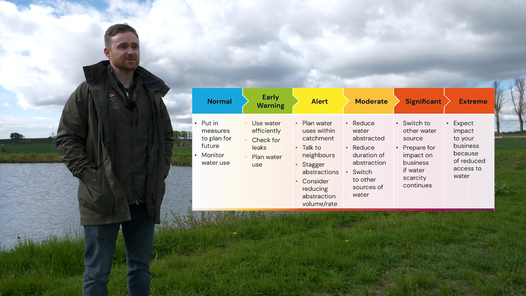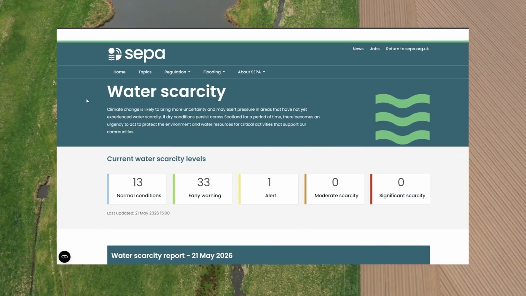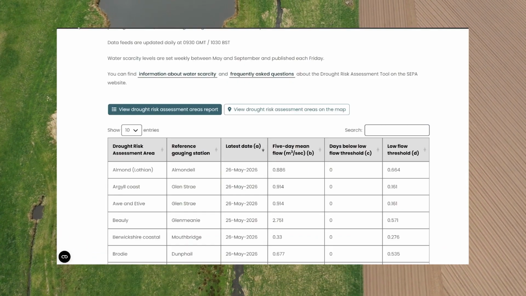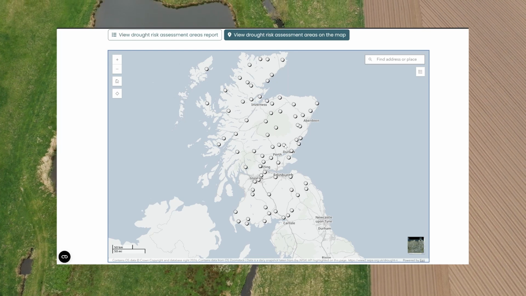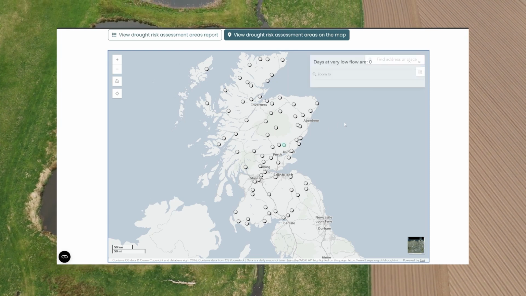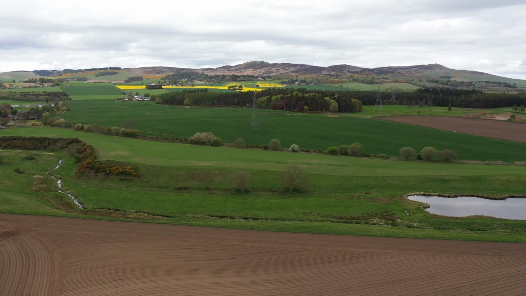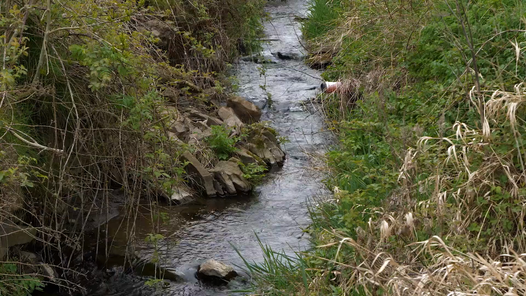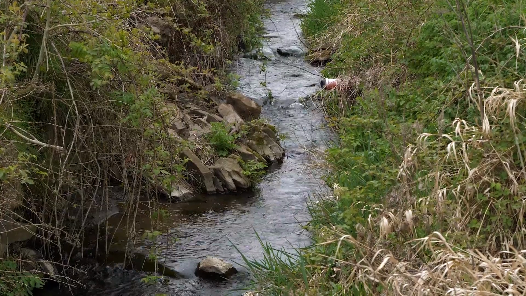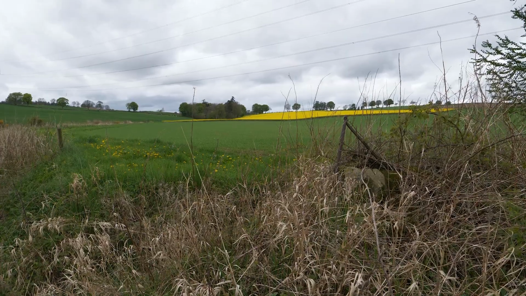Luckily we haven't seen any extreme as far as I'm aware in Scotland, but certainly we've found periods of moderate water scarcity, and that essentially means you have to watch how much you're abstracting. There may be statutory reductions in the amount of water you can use. You want to speak to your neighbours along the same catchment area to make sure that you stagger the abstraction for irrigation, for example. We have seen periods of moderate water scarcity just over the last 5 years, so we have to watch where we're going.